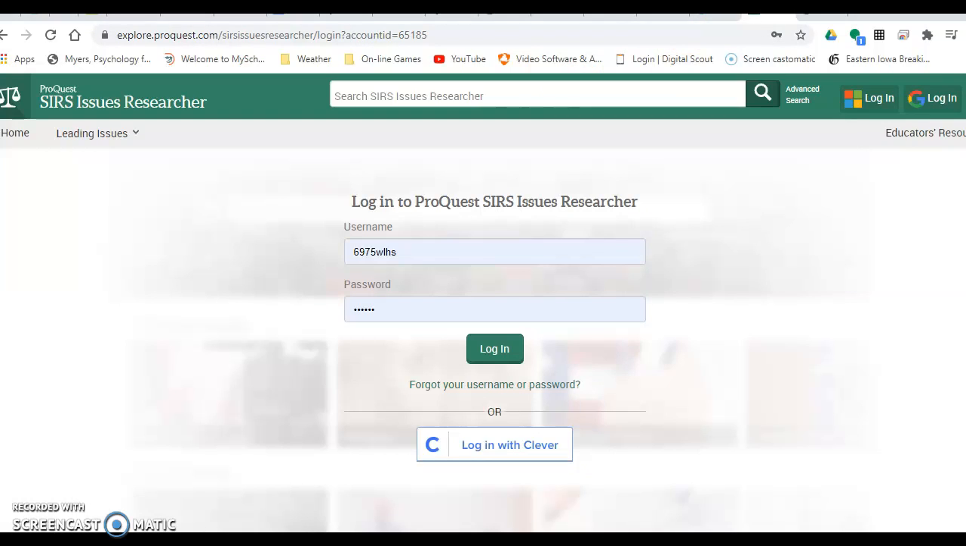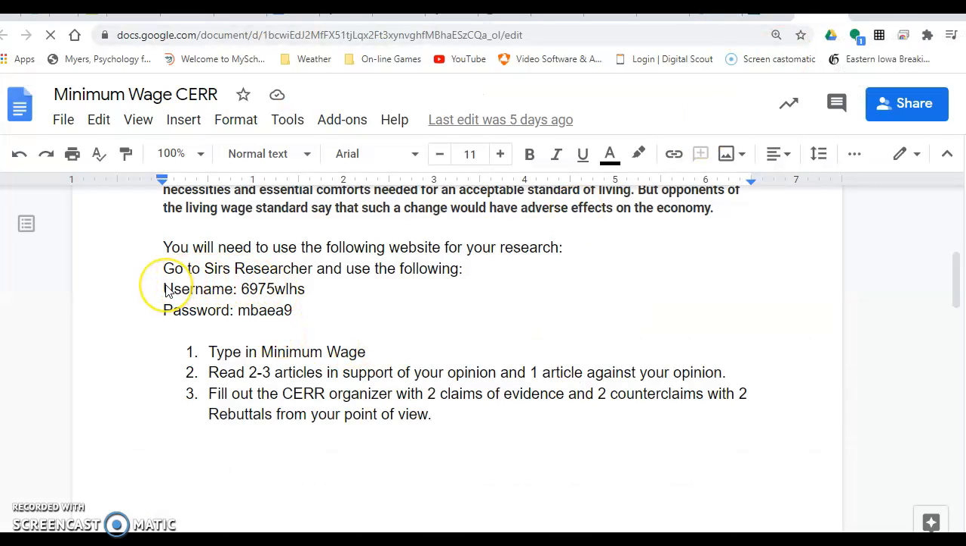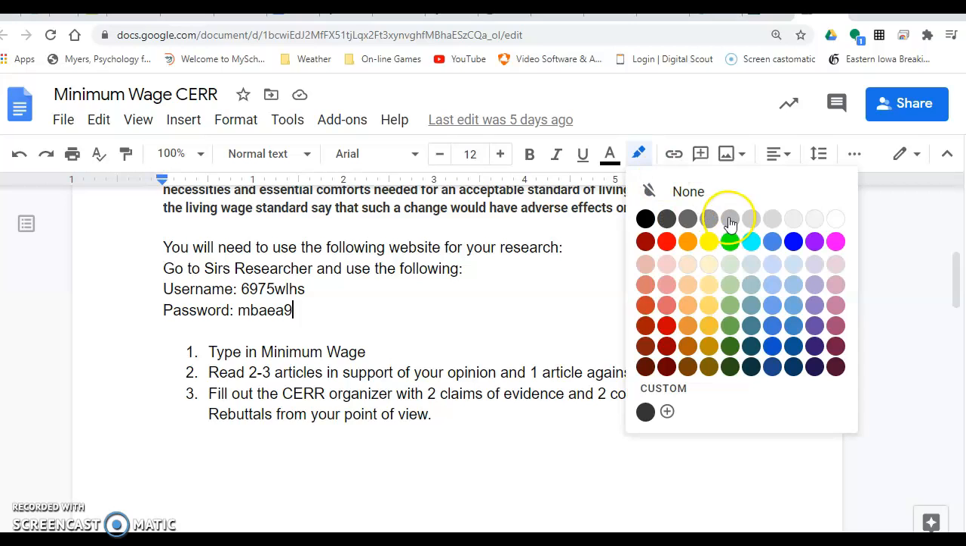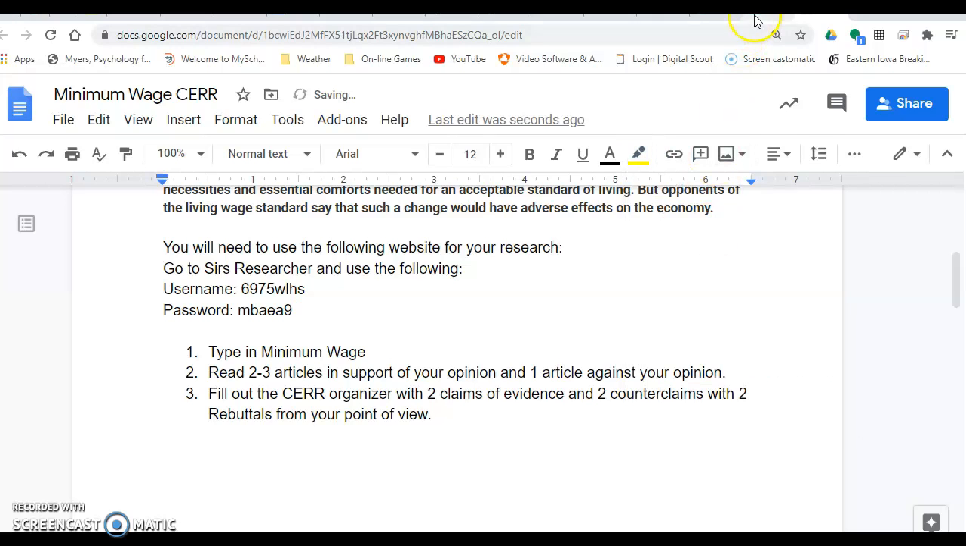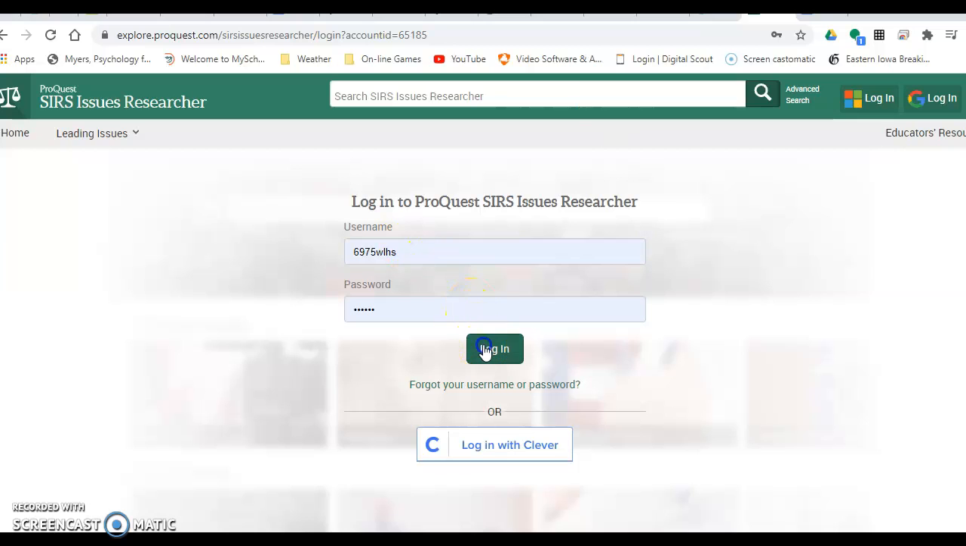So the SIRS Researcher, if you just type in SIRS Researcher on Google, then this comes up and you put in the username of 6975WLHS, the password, which again, both of those are right there. You see those right there. Use those for the username and password. I'm going to do this right. Put those into there. You hit log in.